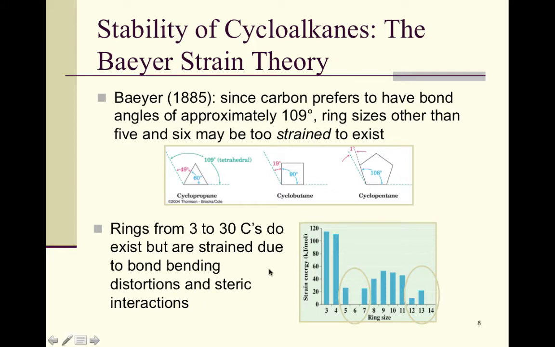Rings from 3 to 30 carbons do exist, but they're strained due to the bond bending distortions and steric interactions. We see that 3 and 4-membered rings are extremely high in strain energy, so they don't exist as much. When we have 5, 6, and 7-membered rings, it definitely lowers. In fact, 6 is a baseline. We don't even have any angle strain there. And then we can see as we increase the number of carbons, it goes up a little, but then again it goes down a little because again it can start bending. The ring itself can bend within itself, relieving the strain.